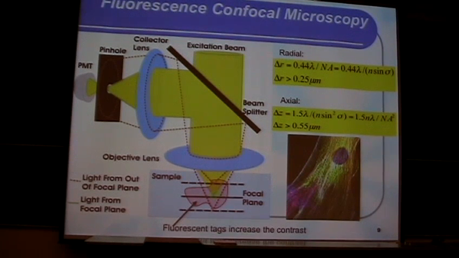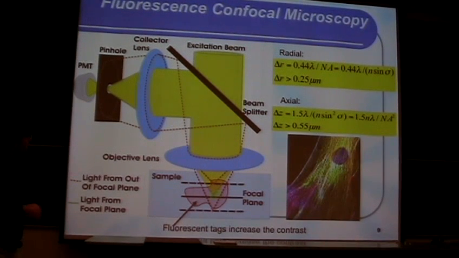And so just like in the previous case of the scheme proposed by Minsky, all light that's coming from outside of the focal plane, this focal region, is effectively blocked by this pinhole because it's not effectively focused through the pinhole, and therefore only a small fraction of it can reach the photomultiplier tube. So this way we can again achieve three-dimensional resolution.